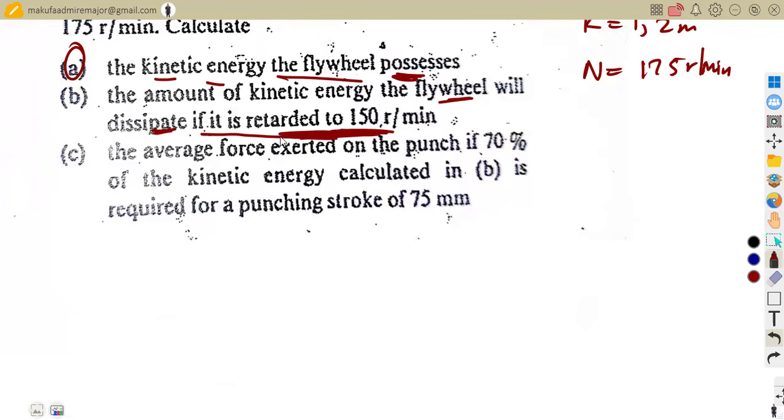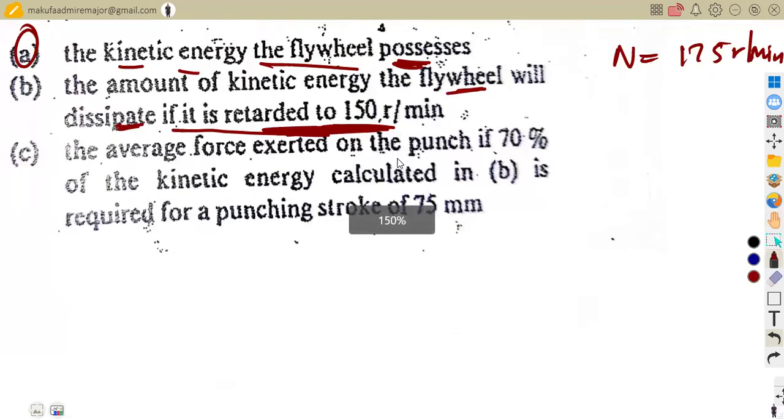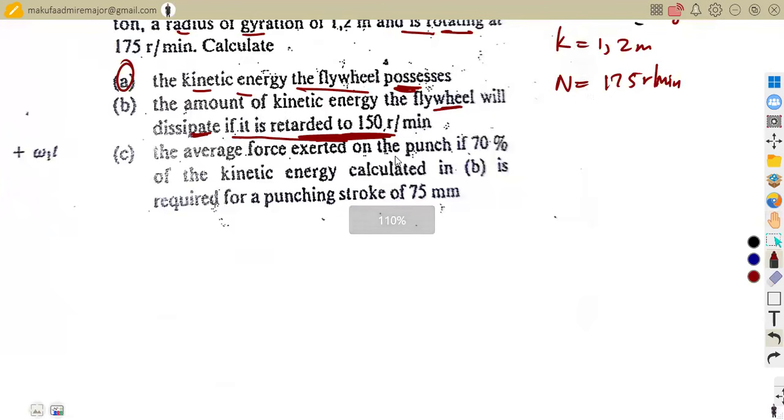All right, if it is retarded, to retard is to reduce the speed, a deceleration. There is a deceleration that is happening. So we still need the kinetic energy, but there is a deceleration. So whenever there is a deceleration, it follows that you're going to use this formula for kinetic energy.